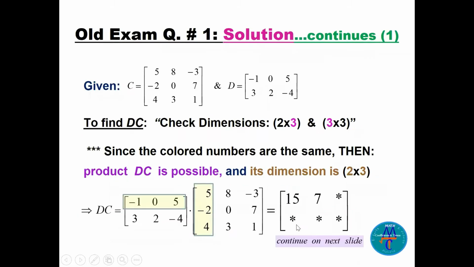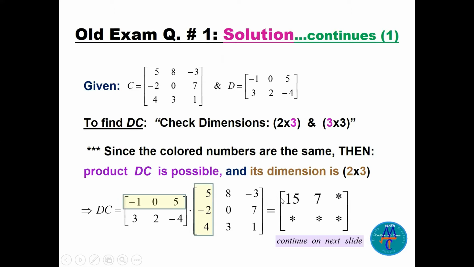Now let's see DC. The matrix D is 2 by 3 and the matrix C is 3 by 3. These numbers match here, 3 and 3, the same number. Yes, so we can multiply and find DC. So we write D, all of it, and then we write C. So we take row by column. Remember the multiplication from lecture 33. So minus 1 times 5, 0 times minus 2, 5 times 4.